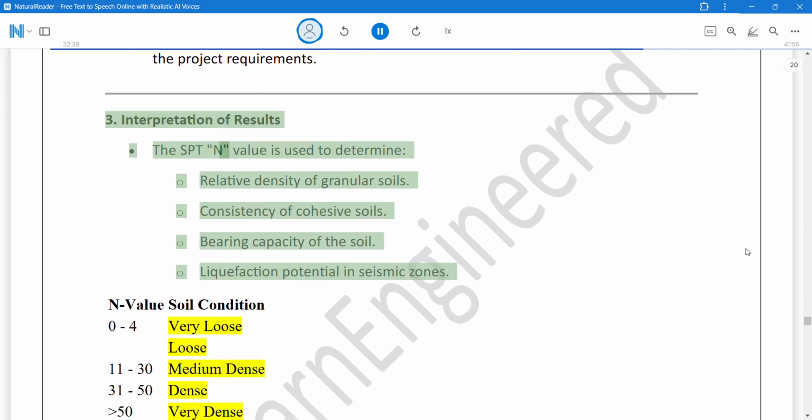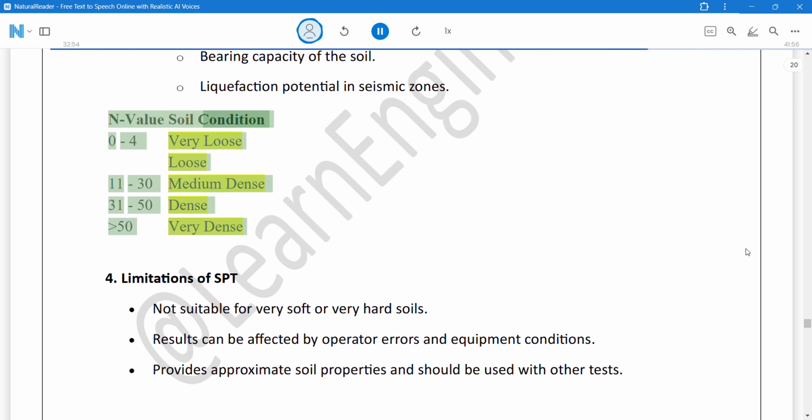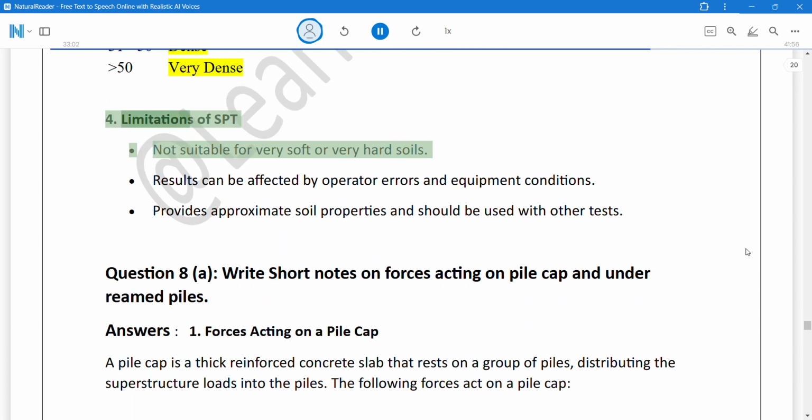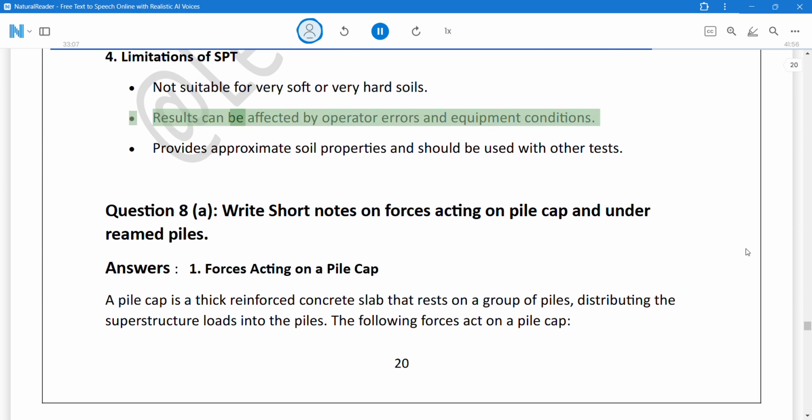3. Interpretation of results. The SPT N value is used to determine relative density of granular soils, consistency of cohesive soils, bearing capacity of the soil, liquefaction potential in seismic zones. N value, soil condition: 0 to 4 very loose, 11 to 30 medium dense, 31 to 50 dense, over 50 very dense. 4. Limitations of SPT: not suitable for very soft or very hard soils.